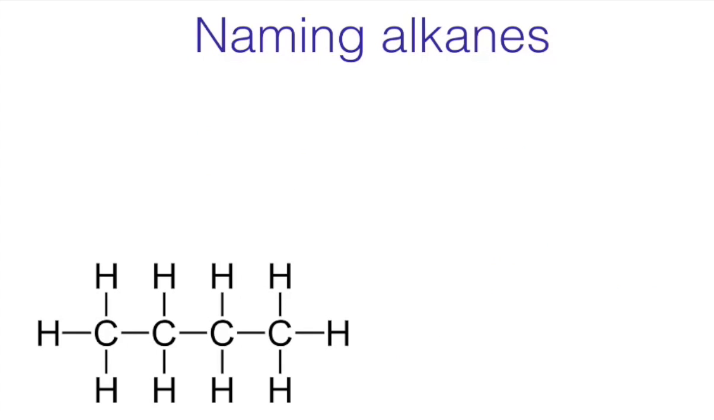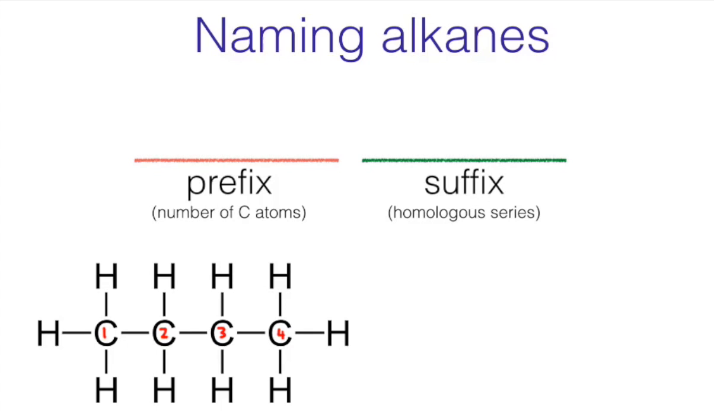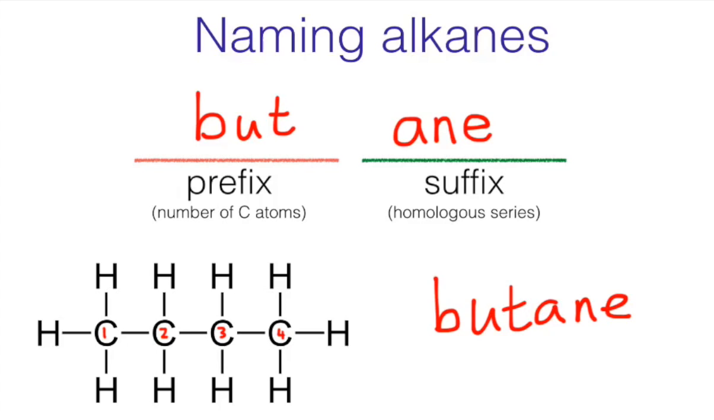Right, let's have a look at another example. Once again, this carbon compound has got only single bonds between the carbon atoms, so it's an alkane. If we number the carbons, you'll see there are 4 carbon atoms in the chain, and so our suffix once again is ane because it's an alkane. Our prefix for 4 carbons is but, and so the name of this compound is butane.